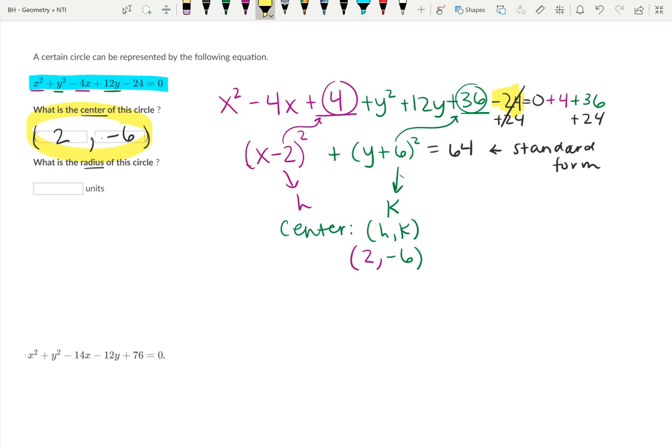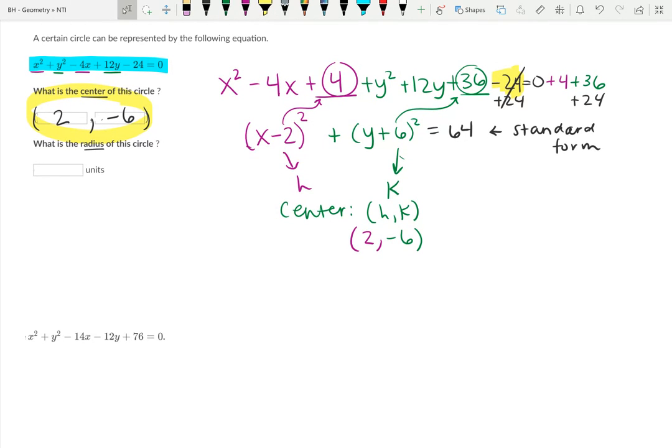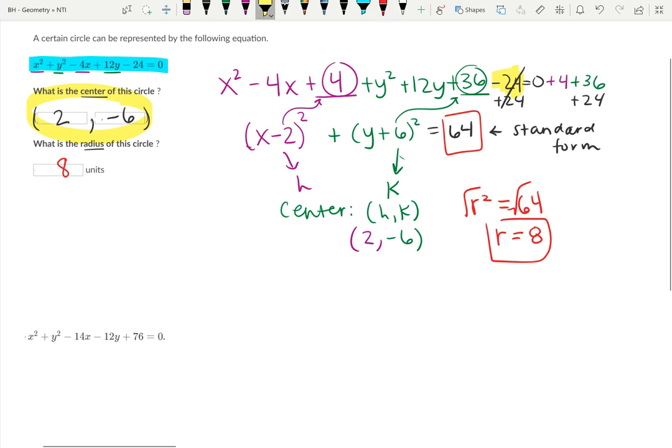Now, how do we find the radius? So to find the radius, that is this piece right here. But remember, in the standard form, that's r squared. So that means r squared is equal to 64. So what square gives you 64? Or how do you solve that? You take the square root of both sides. Since we're talking about length, you don't take plus and minus 8. It's just 8. So your radius is 8 units, which is the second piece of information.